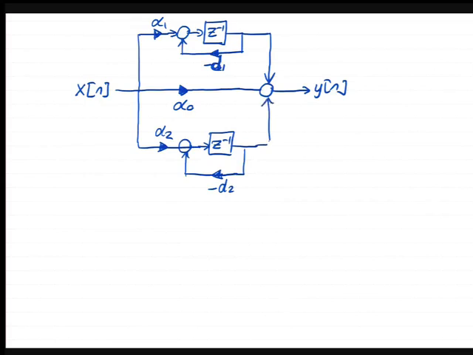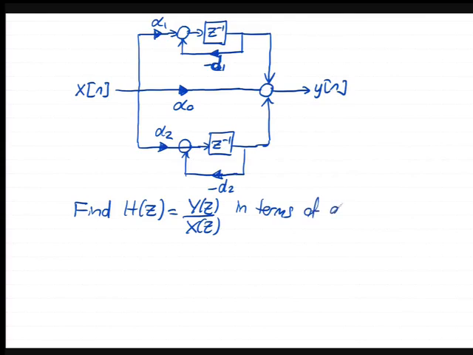So the problem is to find the transfer function for this, Y of z by X of z, in terms of alpha 0, alpha 1, alpha 2, and d1, d2. So it should depend on these 5 parameters, right? And you're going to follow the procedure that we discussed.